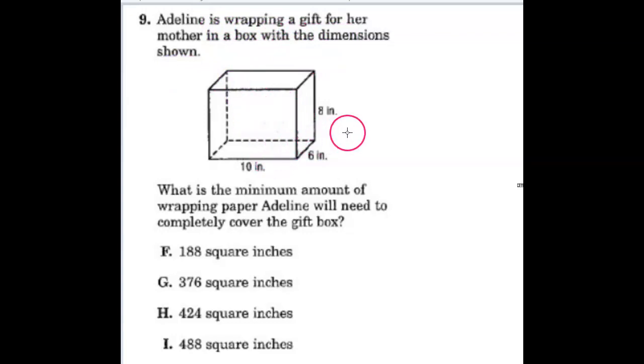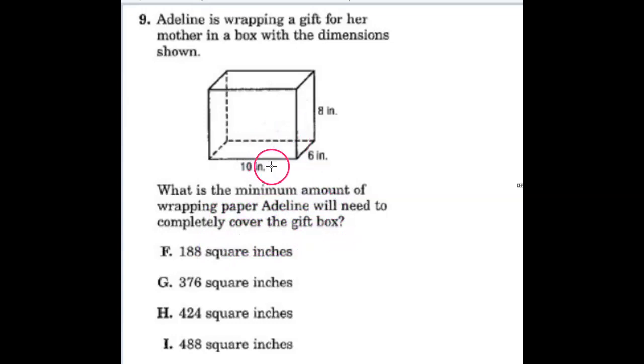We're not going to do volume like on the other question, because when you're wrapping paper, you don't fill up the inside of the box with wrapping paper, right? We just need to wrap the outside of the box. It doesn't make sense to fill the box with wrapping paper, right? So what's the minimum amount of wrapping paper that Adeline will need to completely cover the gift box?